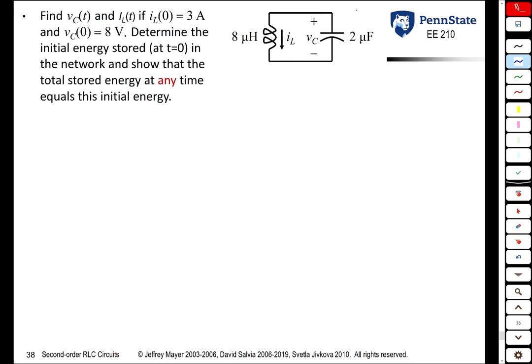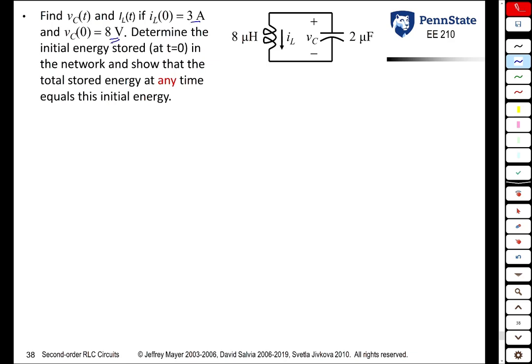So in this problem, we're given an 8 microhenry inductor and a 2 microfarad capacitor. We know that the initial current in the inductor is 3 amps and the initial voltage across the capacitor is 8 volts. How these got to this point doesn't matter. We're assuming that at some time before 0, there were voltage and current sources present to energize the inductor and charge the capacitor. And then at some time, let's call it 0, those are removed, and this energy is now in this circuit and ready to get transferred between the capacitor and the inductor.